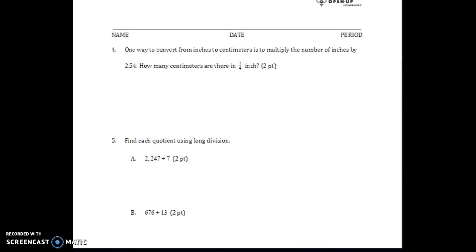Question 4. One way to convert from inches to centimeters is to multiply the number of inches by 2.54. How many centimeters are in 1/4 inch?